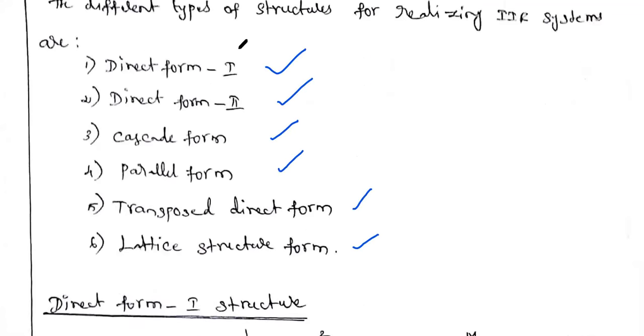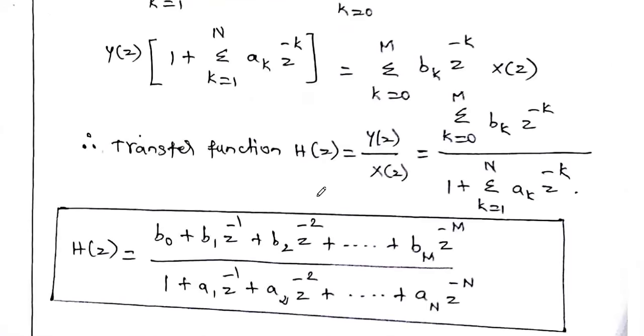In order to realize the given system in any one of these forms, first we need the H of z. What is meant by H of z? The H of z is nothing but the transfer function of the system. What is meant by transfer function? The transfer function of the system is the ratio of the Z transform of the output divided by the Z transform of the input, that is, capital Y of Z divided by capital X of Z. It is said to be the transfer function.